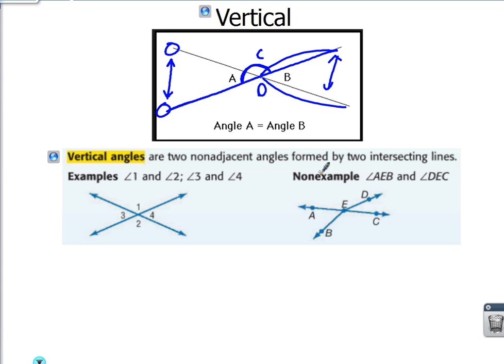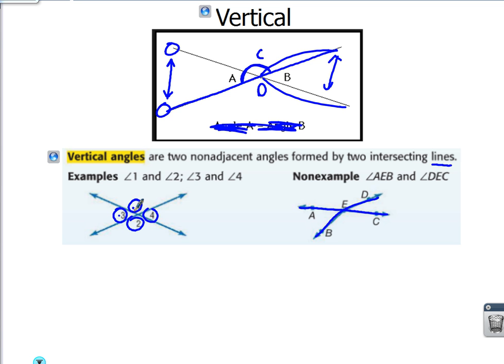Now, before we go into what's true about vertical angles, let's talk one more time about what vertical angles are. First off, vertical angles are 2 non-adjacent angles formed by 2 intersecting lines. This is a line. This is not a line. It's hooked, it's curved, it's whatever. So anytime you've got 2 intersecting straight lines, 3 and 4 are vertical, 1 and 2 are vertical.